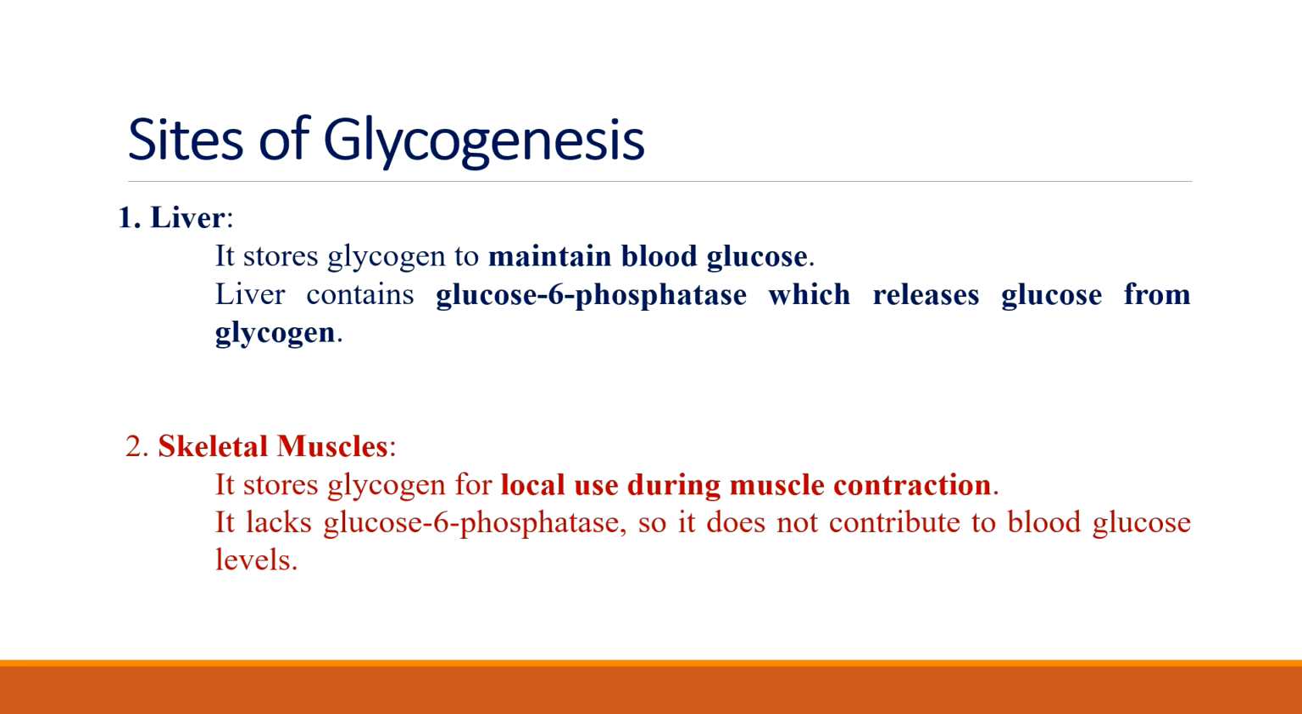The sites of glycogenesis. There are two sites of glycogenesis. We have the liver and the skeletal muscles. We all know that the liver stores glycogen, and this is mainly for maintaining the blood glucose levels between meals and also when you are fasting. So here the glycogen, when it is broken down, releases glucose into the blood. This is because the liver has the enzyme glucose 6 phosphatase.